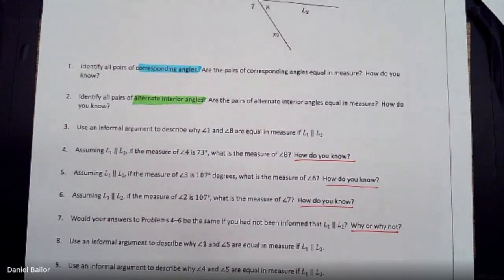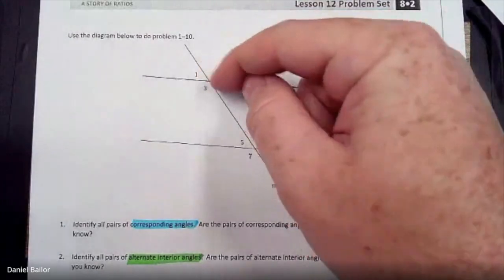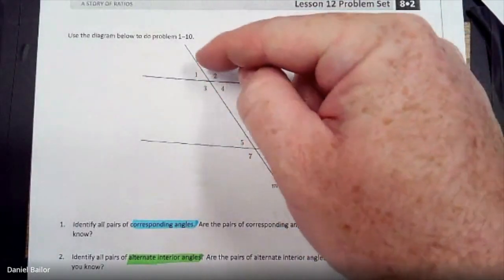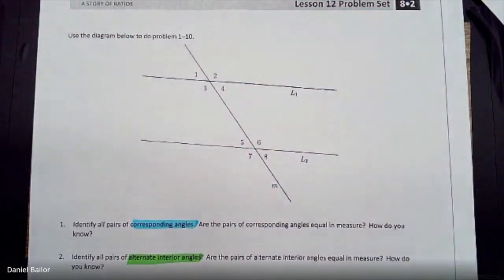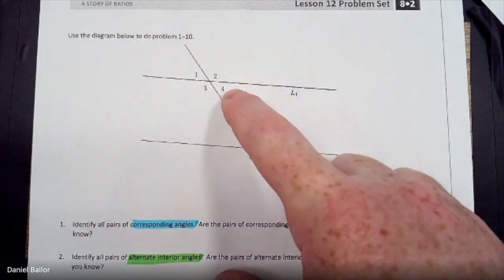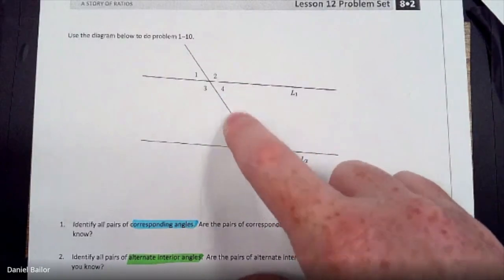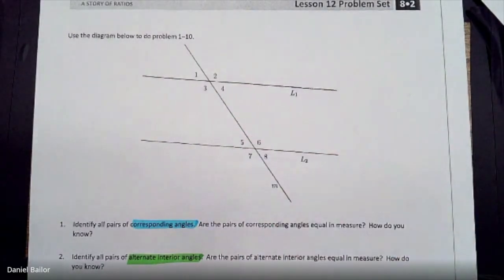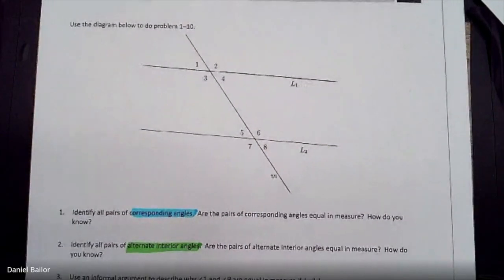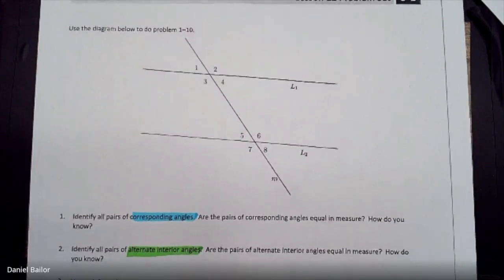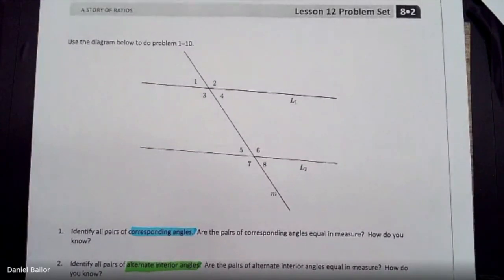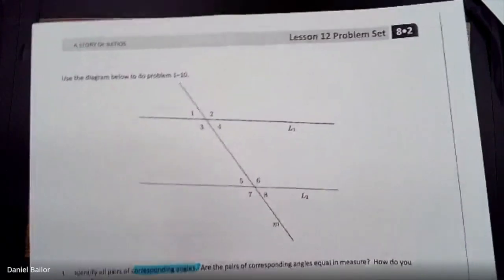So you might say, well, angle 1 is equal to angle 5. I know this because they are corresponding angles. Angle 4 is equal to angle 5 because these are alternate interior angles. So you can do these things using the rules that we learned about in the lesson today. And don't forget, my answer sheet to the problem set will be posted online, so you can always check your answers for the problem set online.